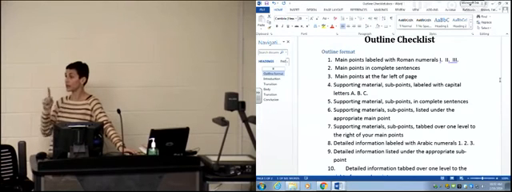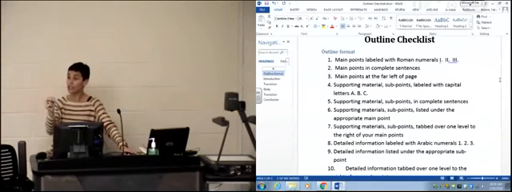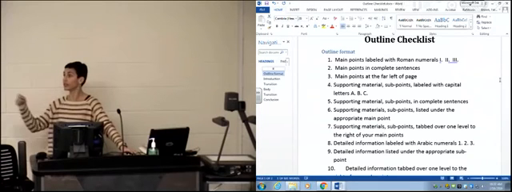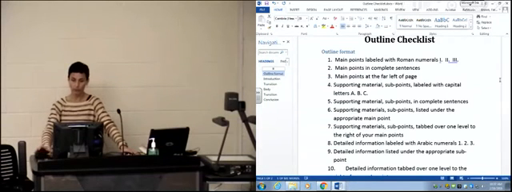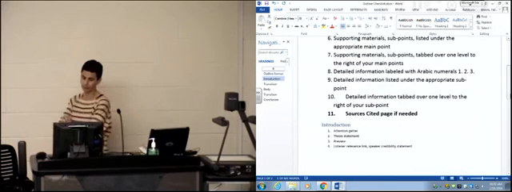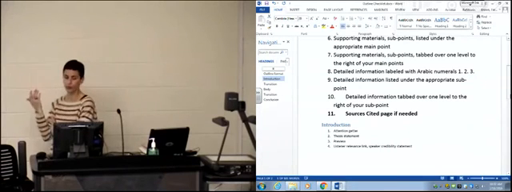And those need to be in complete sentences too. So look at those on your paper. If they're not in complete sentences, please write a note to yourself in the margin or somewhere that says, turn it into a complete sentence. And those are tabbed one over from your main points.